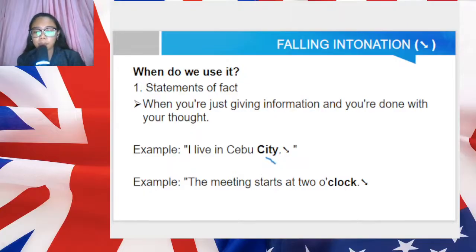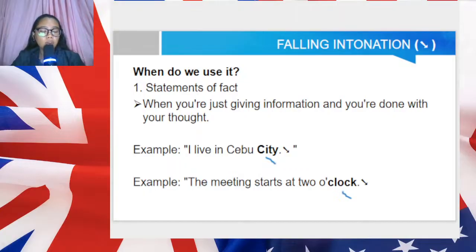Let's have the second example. The meeting starts at 2 o'clock. The meeting starts at 2 o'clock. We're focusing on the clock here. Now, this is another classic example of a statement of fact. It's an objective piece of information, a confirmed schedule. So the speaker is not asking if the meeting starts at 2, nor are they expressing uncertainty. They are providing precise details.